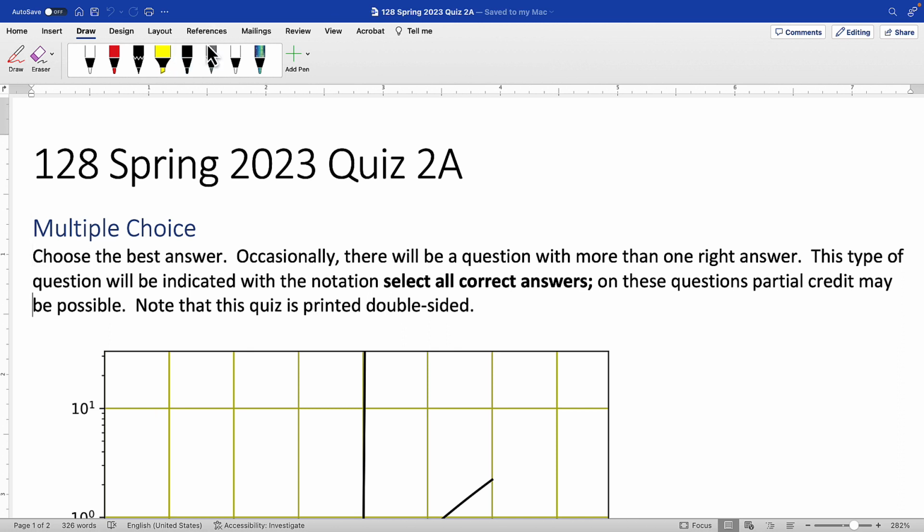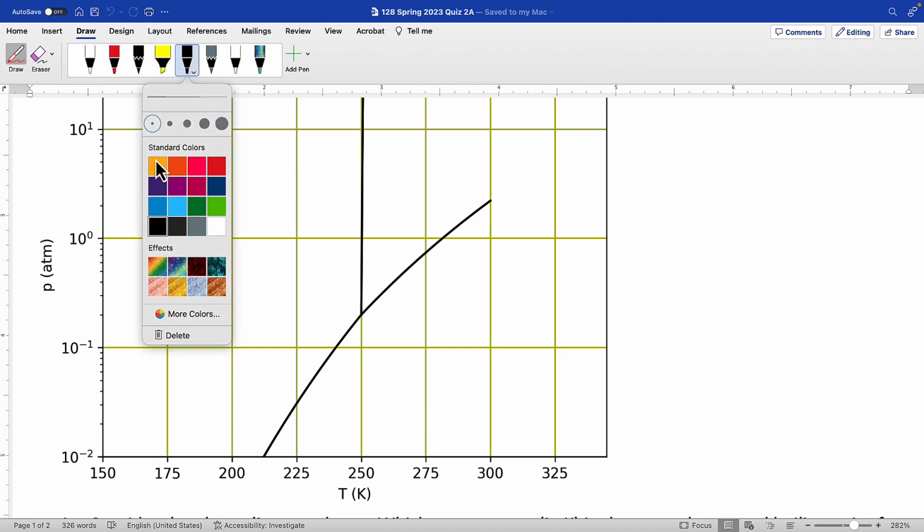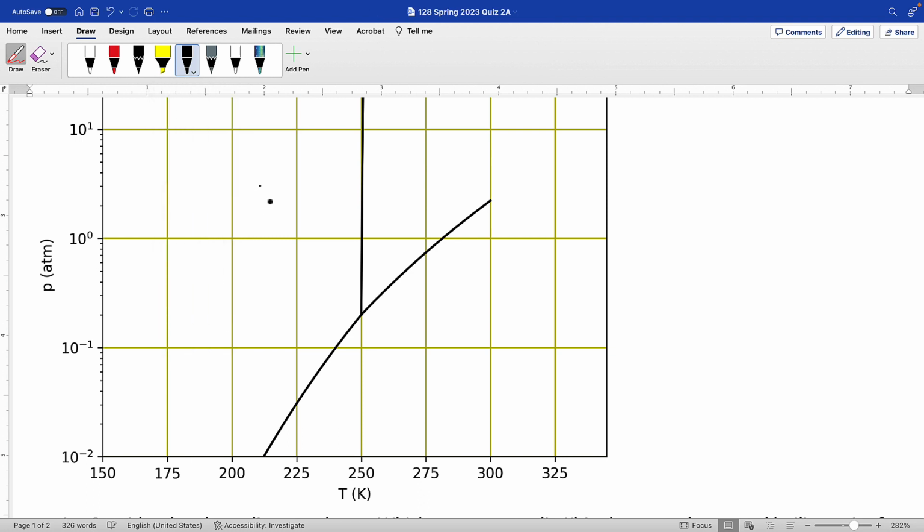So in the first question, we're looking at a phase diagram. We can see we've got pressure and temperature on the y and x axes, and of course at high pressures and low temperatures, we're going to have a solid. We've got solid over here. If we go to high enough temperature, we're eventually going to get gas. And in between we have liquid.